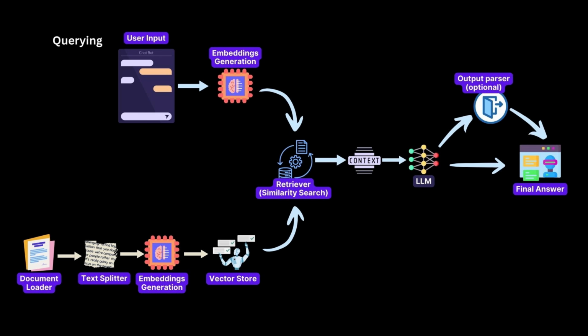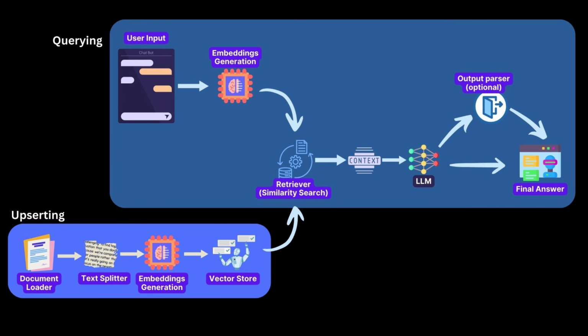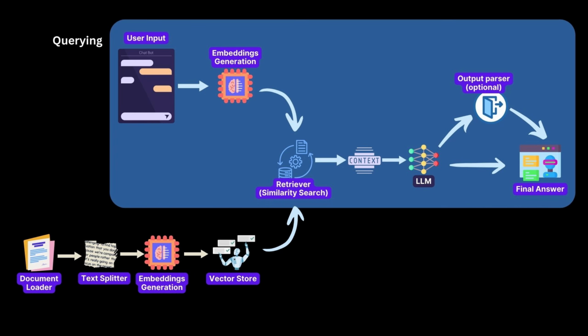This Q&A system will have two parts. First is upserting and second is querying. The upserting flow will process our files and make them searchable by our system. In this flow, first we will load our documents using a component called document loader. After loading the documents, we will split those documents into small chunks. After splitting them, we will use the embeddings model and convert those chunks into vectors. And finally, we will store those vectors in a database called vector store. Now we can query this database for a question and we can get the related text.